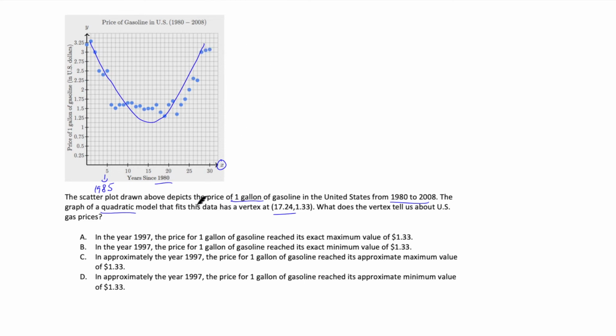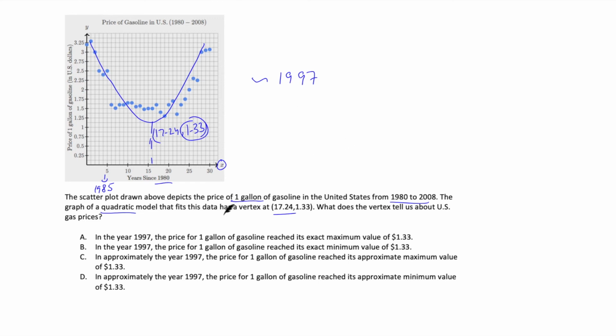Yes. So let's have a look at the vertex now. So the vertex, let's say, is this value. Let's say this is our vertex and it is 17.24, 1.33. So 17.24 is basically the x-axis. It is years since 1980. So you can say in approximately 17 plus 1980 is 1997. So in approximately 1997, the price of 1 gallon of gasoline in the United States is 1.33. This is what the graph is telling us.